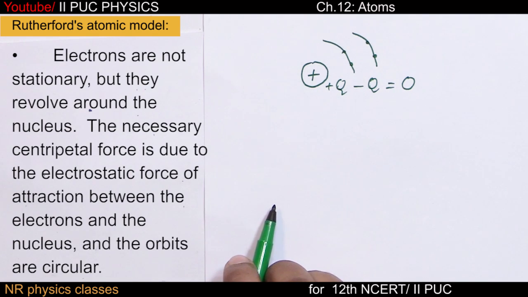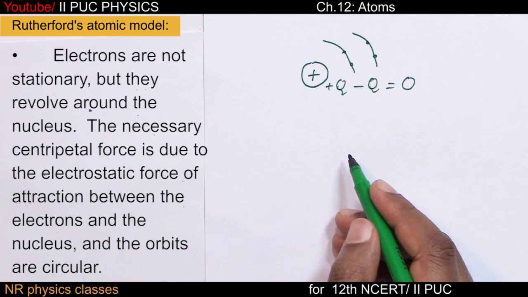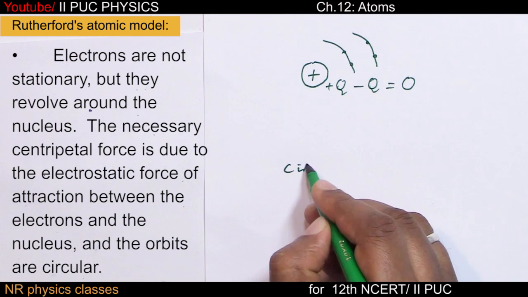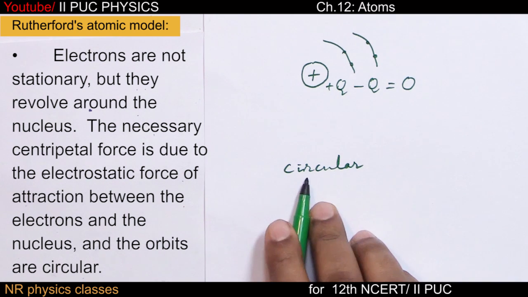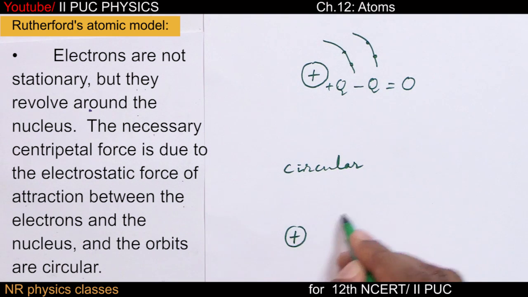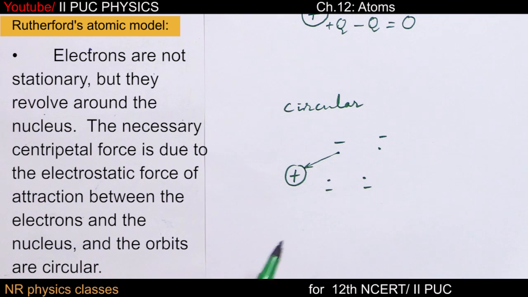Electrons are not stationary, but they revolve around the nucleus. The necessary centripetal force is due to the electrostatic force of attraction between electrons and the nucleus, and the orbits are circular. This is the simplest approach, circular orbit. The atomic model did not consider stationary electrons. If electrons are stationary and nothing is there between electrons and the nucleus, then these electrons will fall into the nucleus, isn't it? Thereby atoms will collapse.